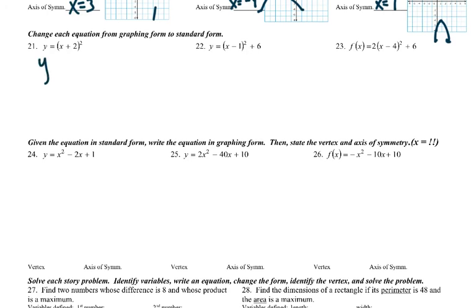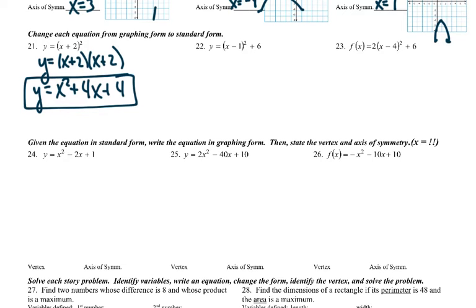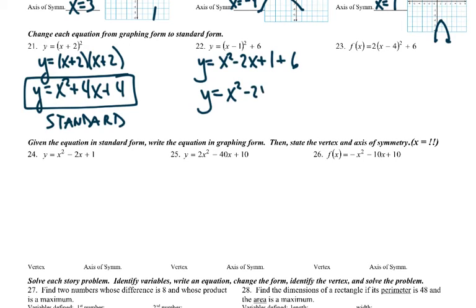Now we're going to change it from vertex form to standard form. And essentially that's just FOILing that out. Right? There's your standard form. And then originally it was given to you in vertex, aka graphing form. If you're a good FOILer, you could just FOIL in your head, right? And then clean it up. X squared minus 2x plus 7.